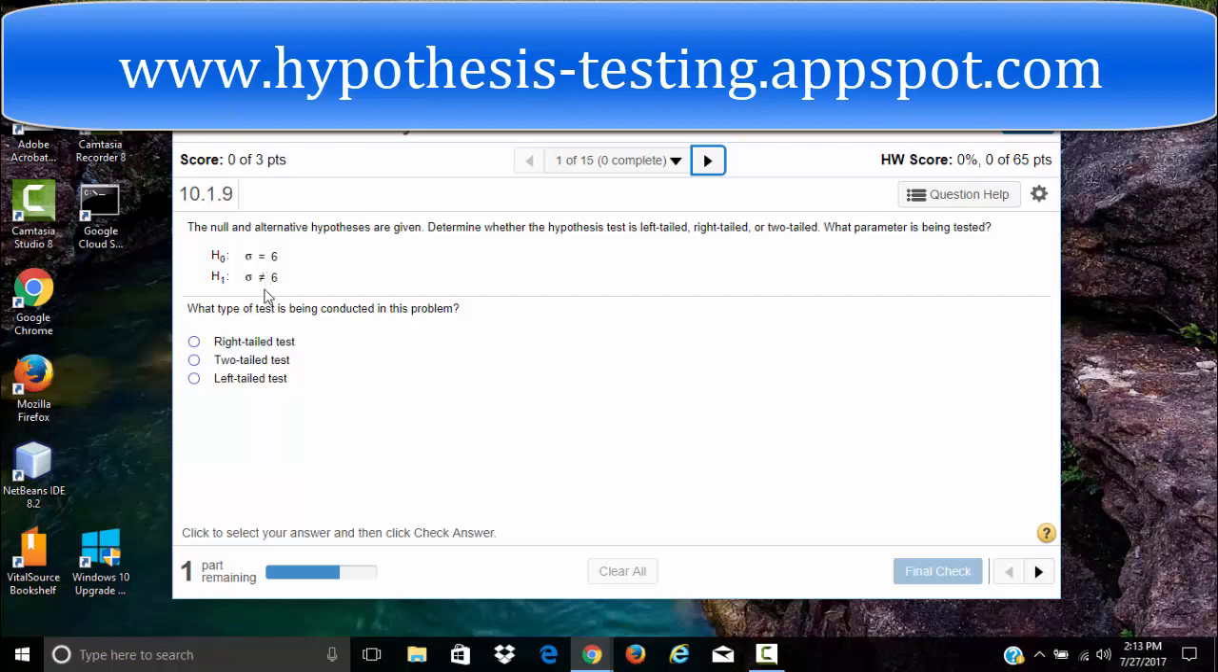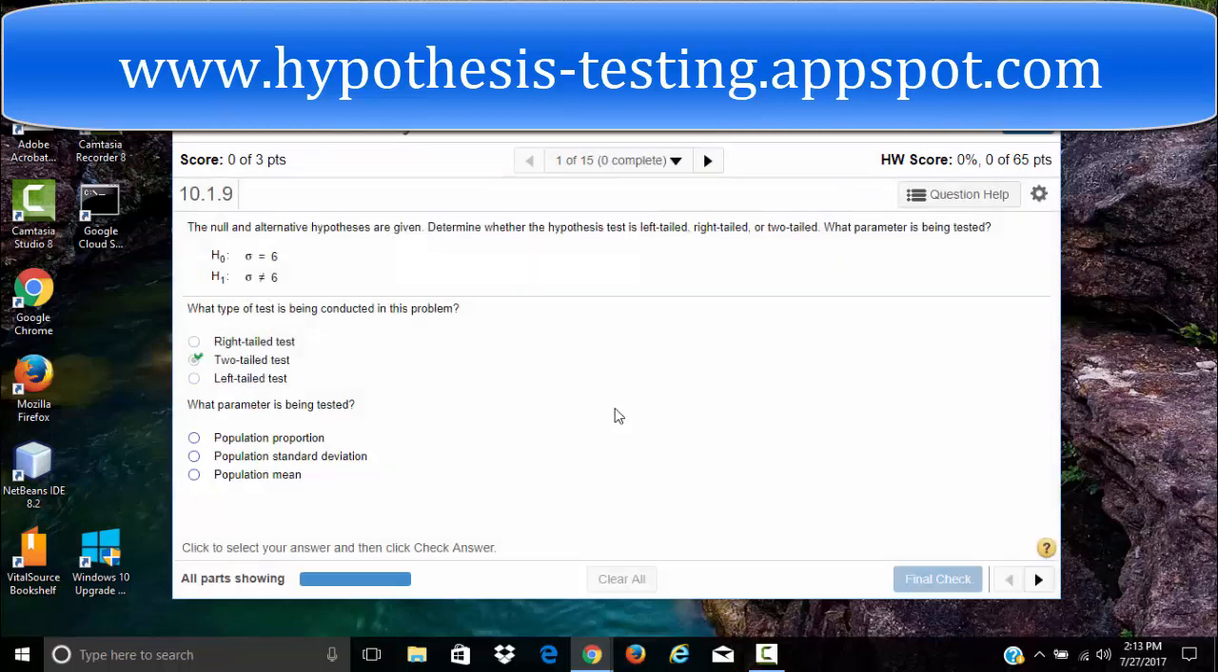If you look at the alternative hypothesis and you see that the population standard deviation was greater than 6, then it will still be one-tailed, but it will be right-tailed. But if you have not equal to, that means it is two-tailed, meaning it could be less than or it could be greater than. So this is a two-tailed test.